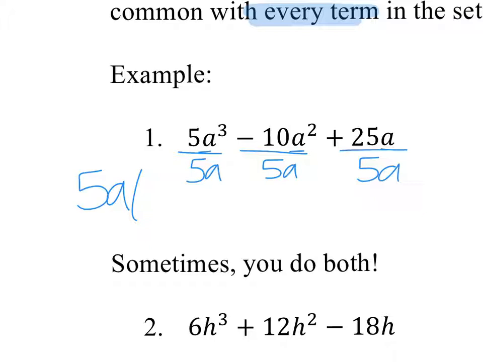Thank you. All right, so if I divide a 5a out of every term, 5a cubed divided by 5a, those exponent rules are coming back. What would that be? a to the second. Good, because if I have 3 a's on top, 1 a on the bottom, and I cancel them, that would leave me 2 a's left on the top. Good. All right, what about my middle term? Negative 10a squared over 5a. Good, negative 2a. And finally, 25a over 5a.